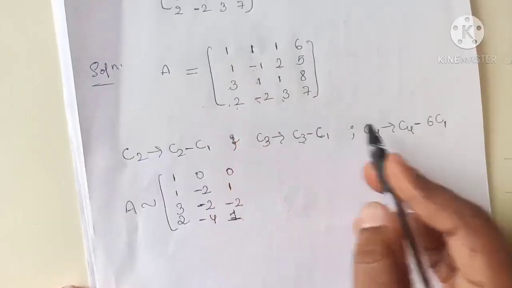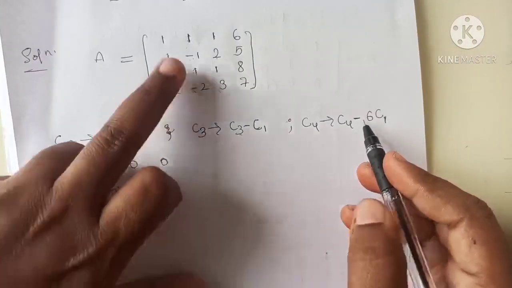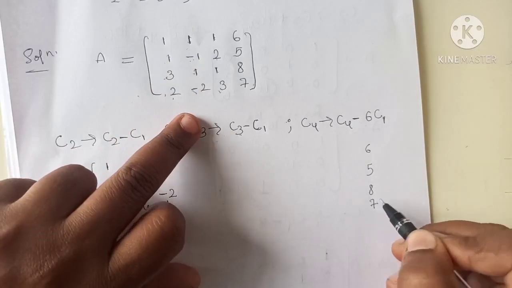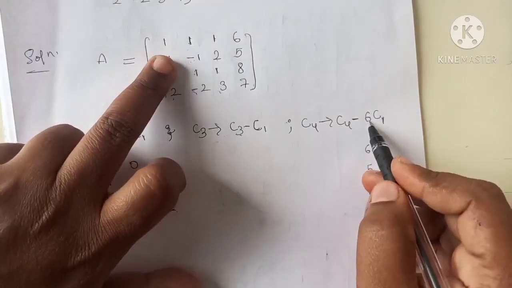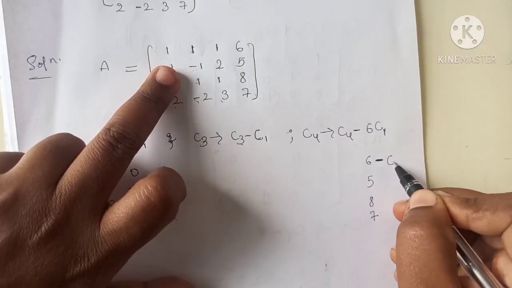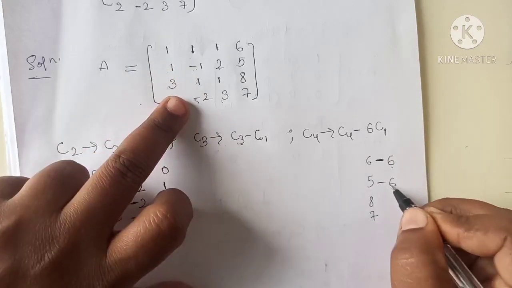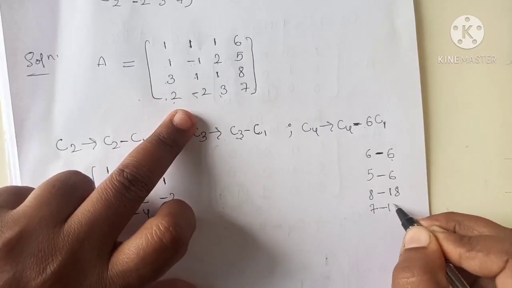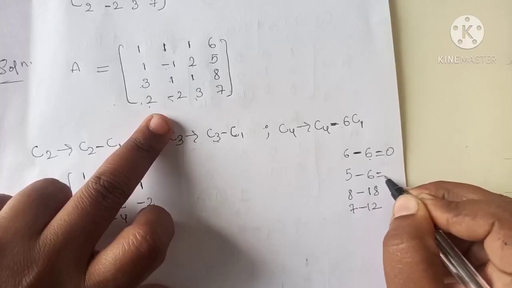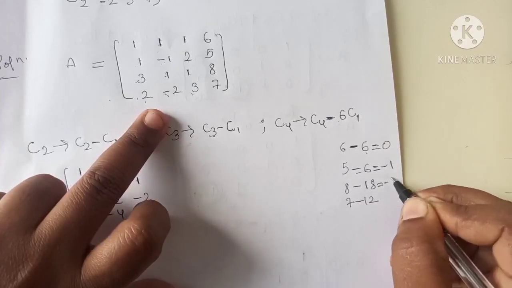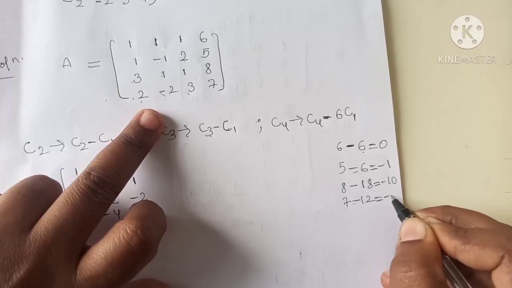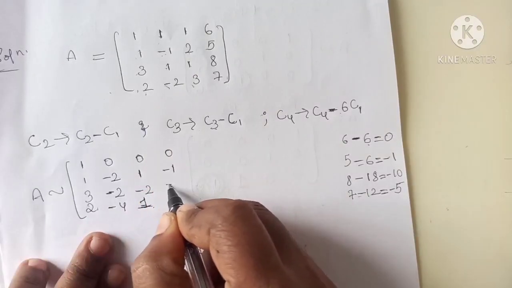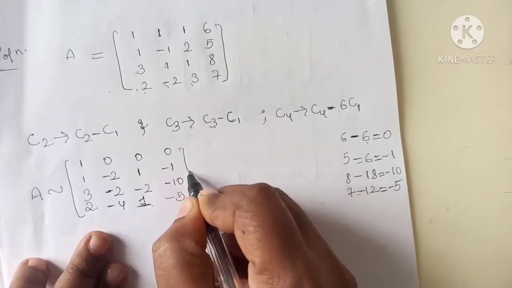Next, C4 minus 6 into C1. C4 elements are 6, 5, 8, 7 and minus 6 into C1. Minus 6 into 1 equals minus 6, minus 6, minus 3 into 6 equals minus 18, minus 12. Simplifying we get 0, minus 1, minus 10 and minus 5. Thus the C4 elements are 0, minus 1, minus 10, minus 5.